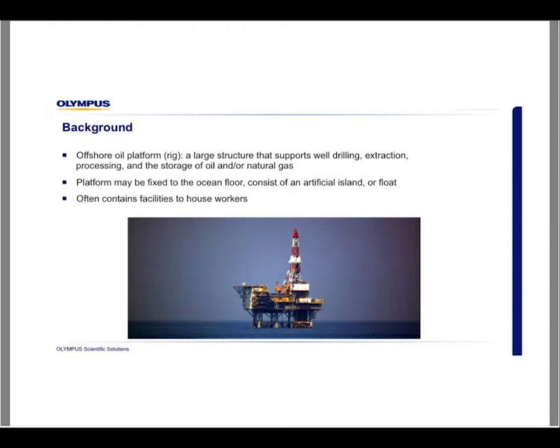So some quick background on offshore oil rigs and corrosion inspections. An offshore oil rig or platform is a large structure that supports well drilling, extraction, processing, and the storage of oil and or natural gas. These platforms may be fixed to the ocean floor, or they could consist of an artificial island, or they could be floating. These structures are often very large. They typically contain facilities to house workers as well as facilities to process the raw oil and gas that is extracted.